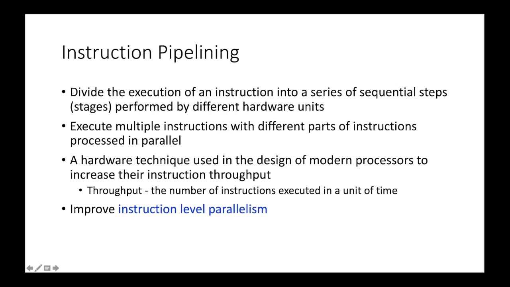Let's talk about instruction pipelining. Instruction pipelining is a pure hardware technique that all modern processors use to improve performance. The idea is to divide the execution of individual instructions into a series of uniform and sequential steps or stages, which are performed by different hardware units. Therefore, the hardware executes multiple instructions with different parts of the instructions processed in parallel.